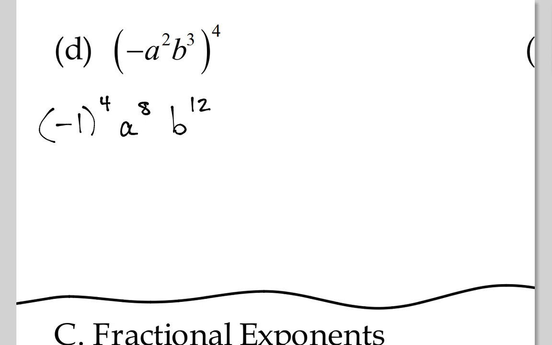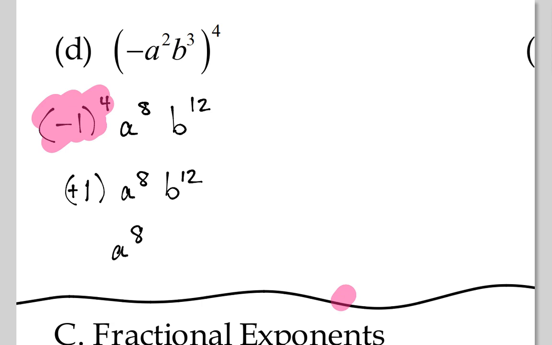But this negative 1 to the power 4 is going to throw some of you for a loop. Okay, negative 1 times negative 1 times negative 1 times negative 1. It's an even amount of multiplications by negative 1, so that's going to come out as positive 1. So it's just a to the 8, b to the 12. A lot of students will leave the negative on the outside and get that one done incorrectly. That one's tough.